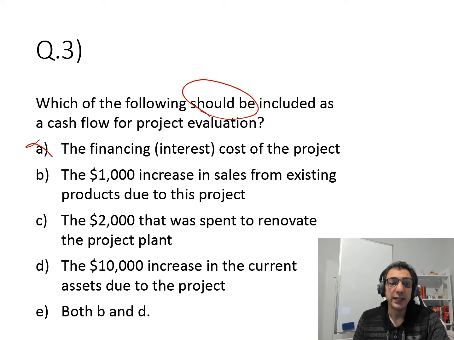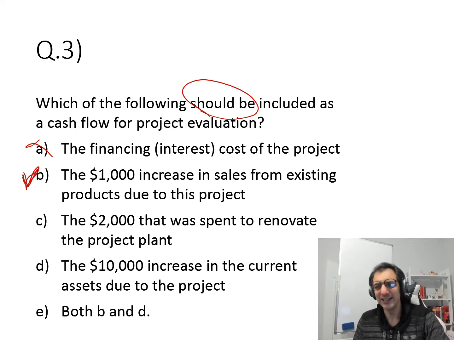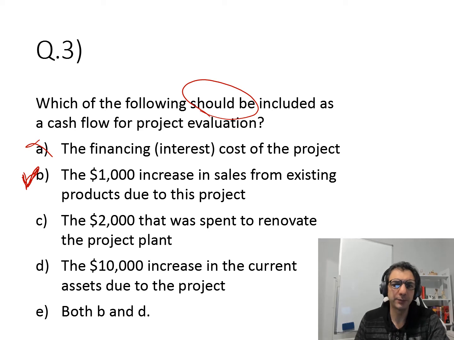B, the $1,000 increase in the sales from existing products due to this project. So we talk about externalities, and when you are talking about the impact of other products on the current product or the current project, you should include those costs or revenues. The impact is called externalities in our calculation. If the impact is negative, it's actually called cannibalization. But here we talk about a positive impact.